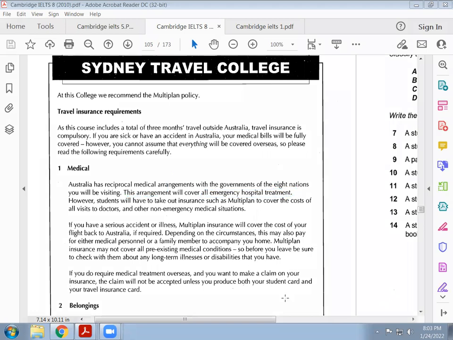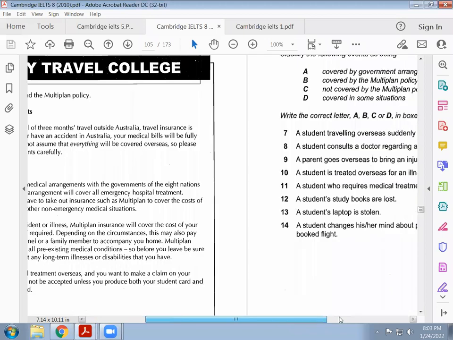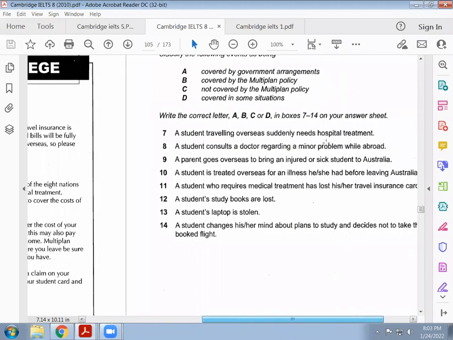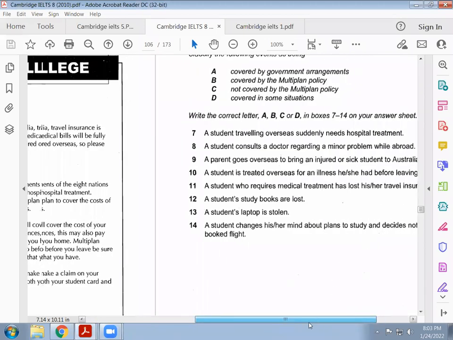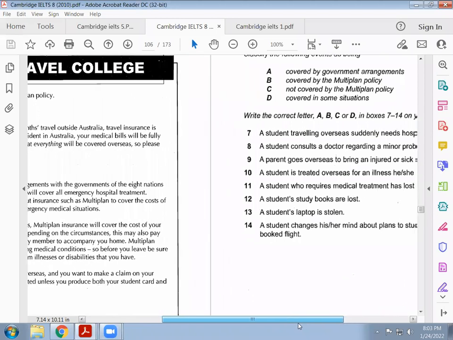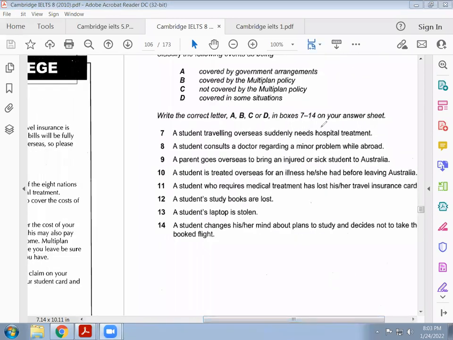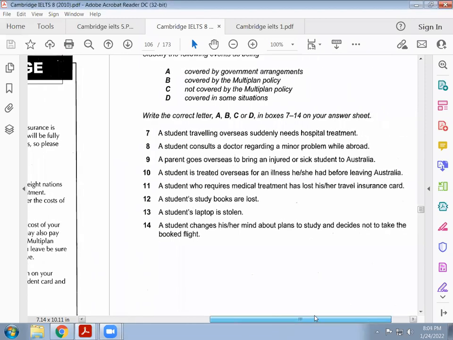So let me show you the question. A student traveling overseas suddenly needs hospital treatment is the same as emergency hospital treatment. Suddenly needs hospital treatment, emergency hospital treatment. So who will cover? Government. So what is your answer for number 7? A. Answers for this type of question are also most probably in order. Now try to search for the next answer in the next few lines or sentences.